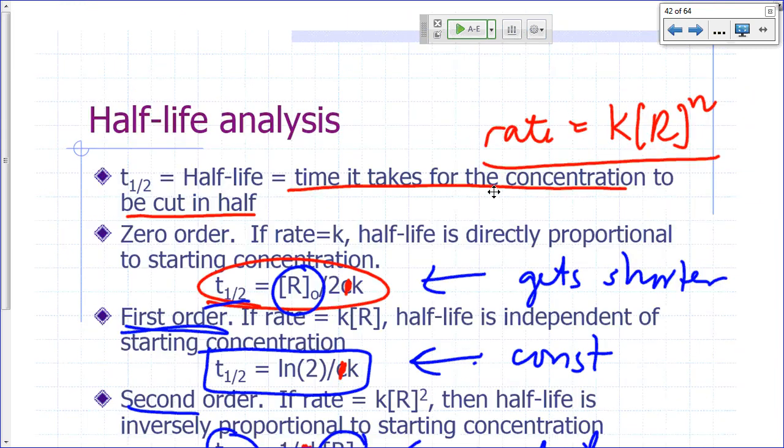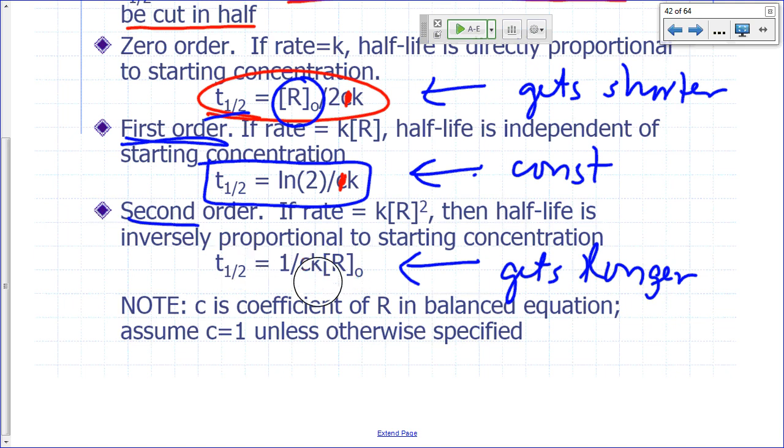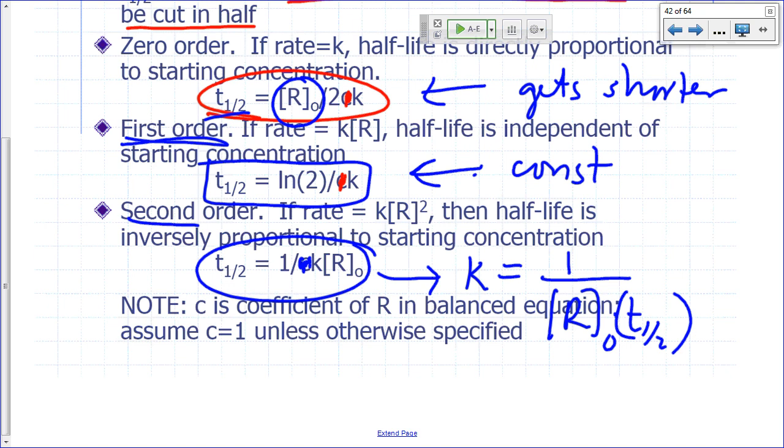Let's go back to our equation here. The rate constant, and like I said, I'm just going to get rid of that C. If it's second order, from the half-life, you can get the rate constant. How do I solve for k here? k equals 1 over R naught times the half-life. So that would be the rate constant for a second order reaction.